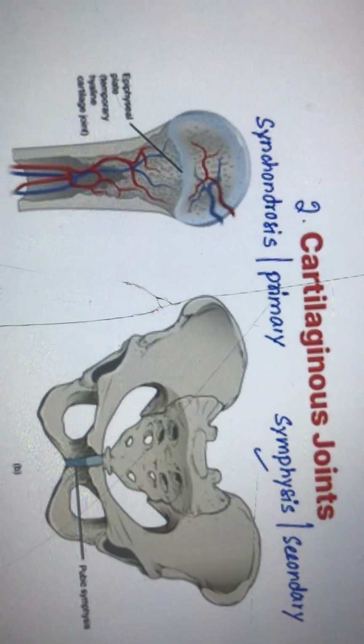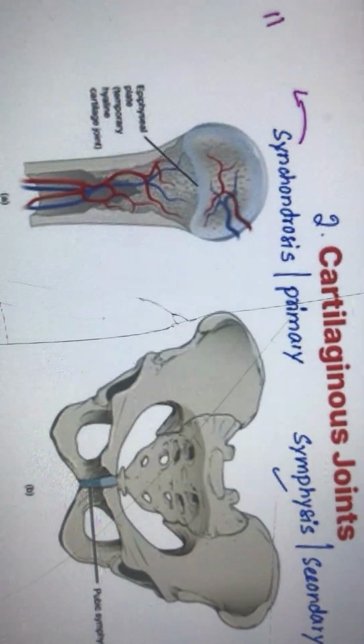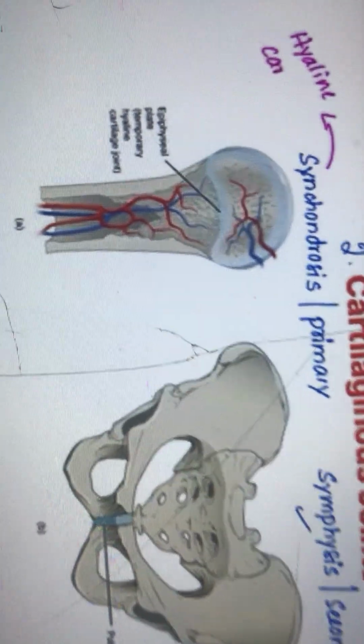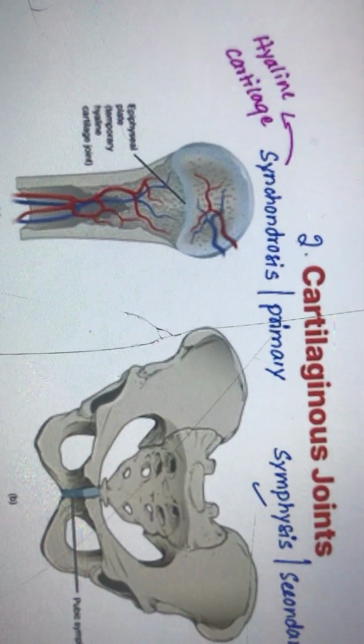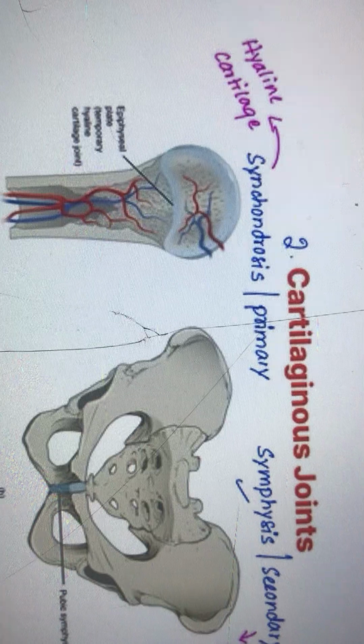So remember, in synchondrosis, what is the uniting cartilage? Remember, it is always the hyaline cartilage. So hyaline cartilage unites two bony structures. Whereas here in symphysis, what is it? It is the fibrocartilage.